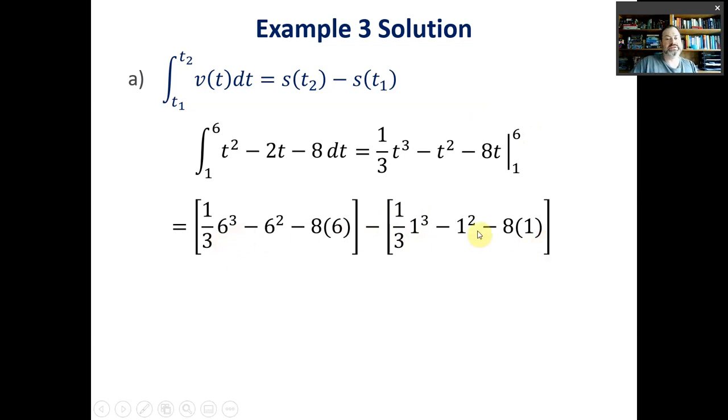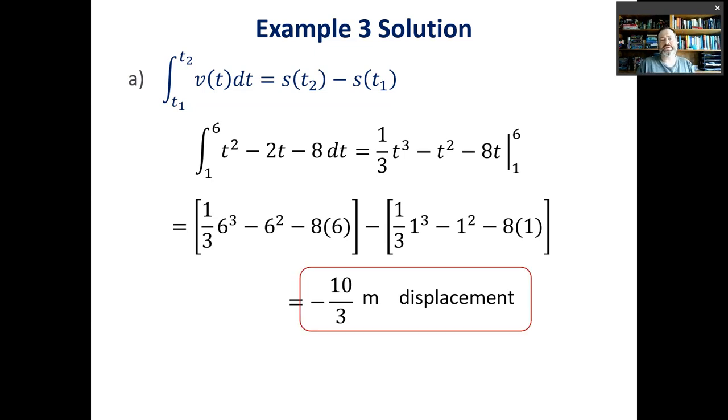So there's no real easy way to simplify this. So I just typed it in a calculator, got negative 10/3. Again, it must be a fraction, if possible. And that's your answer. So the integral of the velocity is the position. So this particle ended up negative 10/3 meters behind where it started.